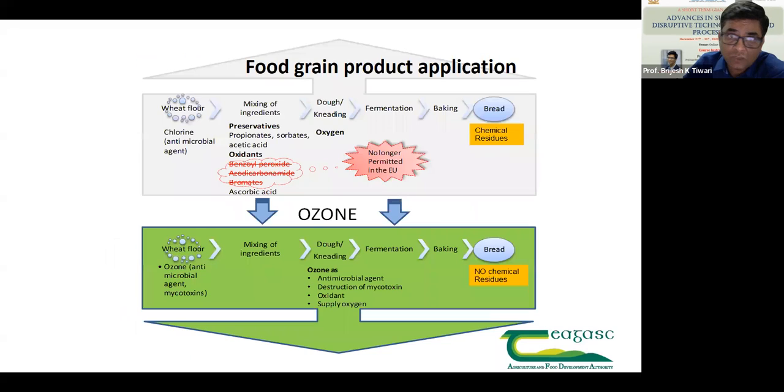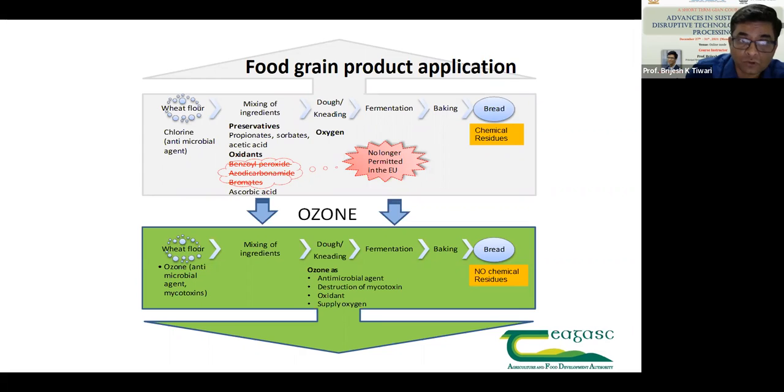Now, some of the new applications being looked into as far as food grain is concerned. Normally, in the bread baking process, we have wheat flour, and chlorine is used as an antimicrobial agent. Ingredients are mixed with various preservatives, dough is prepared, fermented, and you get a bread with a lot of chemical residues because you're using many different chemicals. Some of the preservatives, like benzoyl peroxide and bromates, are no longer permitted in the EU and some other countries, but in certain countries they are still allowed.